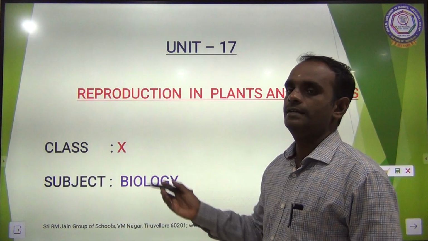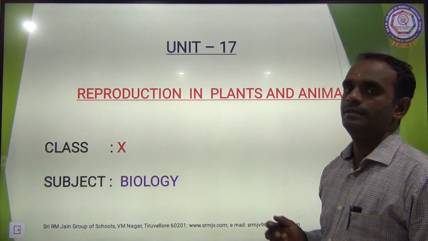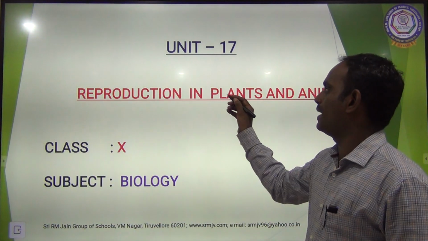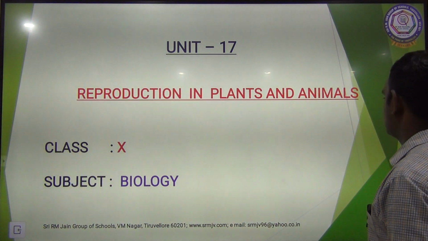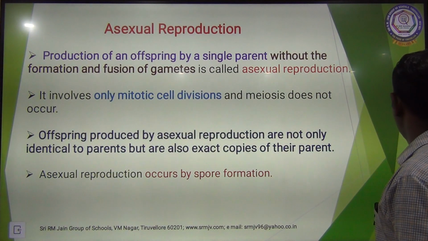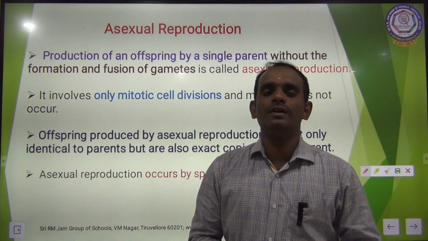For the class 10 subject biology, unit 17, reproduction in plants and animals. Today we are going to discuss asexual reproduction.